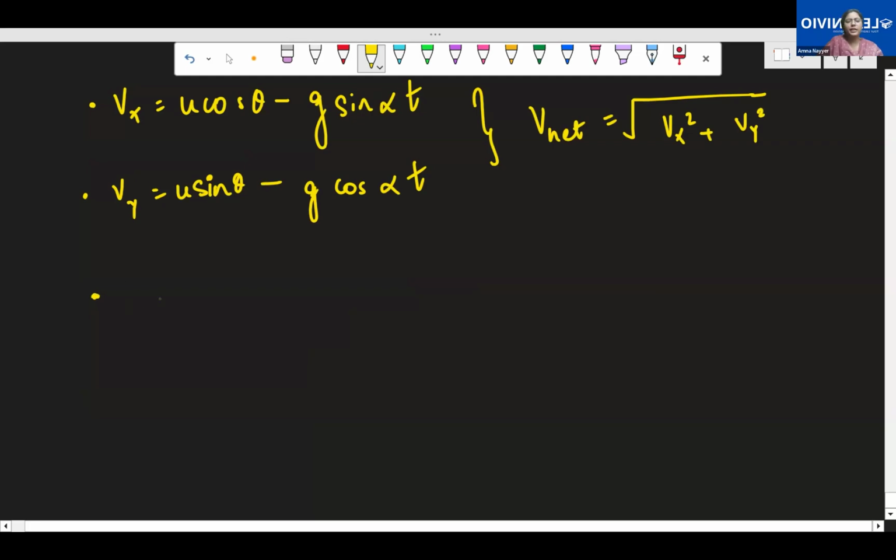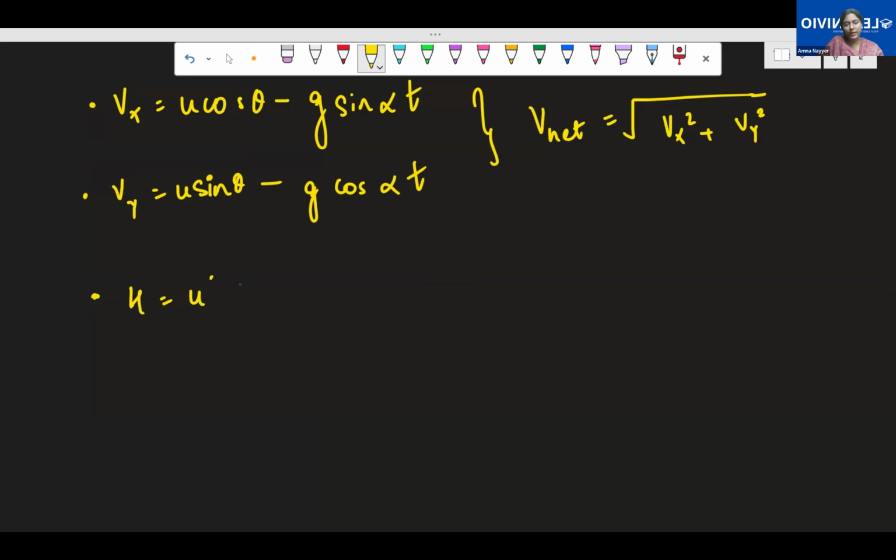See, height and range both. Height, I'll tell you. See, u square sine square theta here also. What's the formula for a normal angular projection? u square sine square theta by 2g. Here it will be 2g cos alpha. So u square sine square theta by 2g cos alpha.